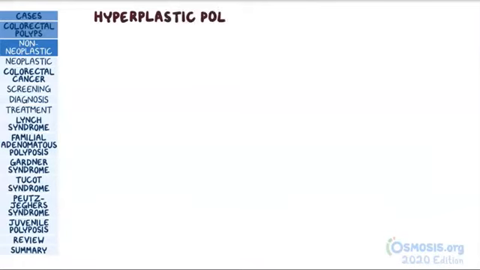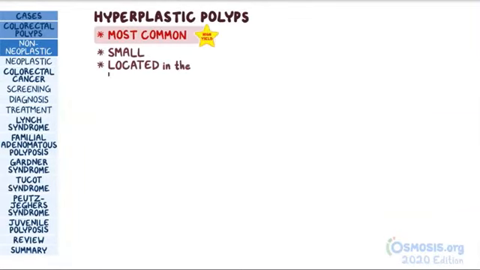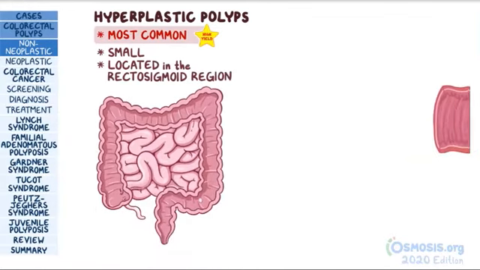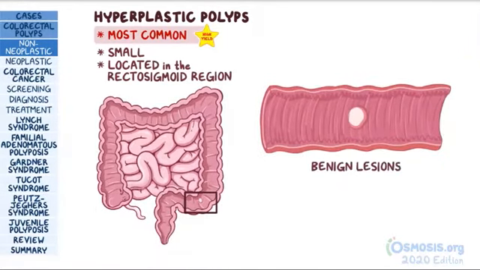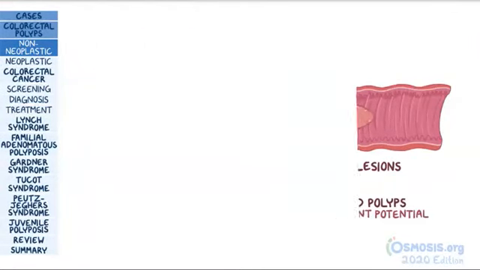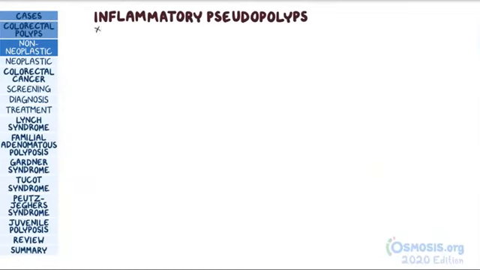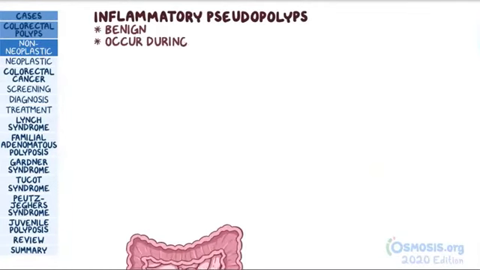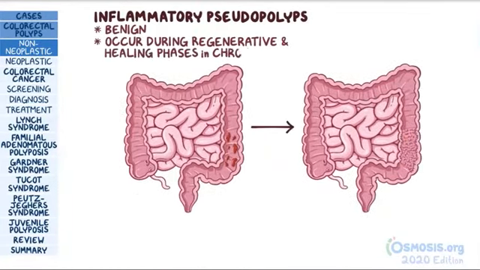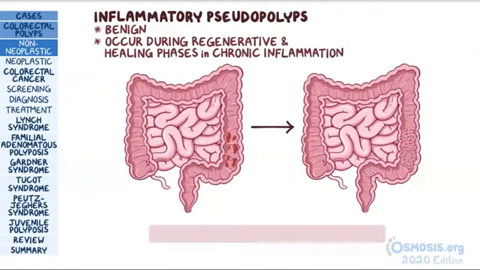Next, hyperplastic polyps are the most common polyps, and they're small and typically located in the rectosigmoid region. Usually these polyps are benign lesions, but in rare cases they can evolve into serrated polyps, which have malignant potential. Inflammatory pseudopolyps are multiple benign pseudopolyps that occur during regenerative and healing phases in chronic inflammation, and they're most commonly seen in inflammatory bowel disease.